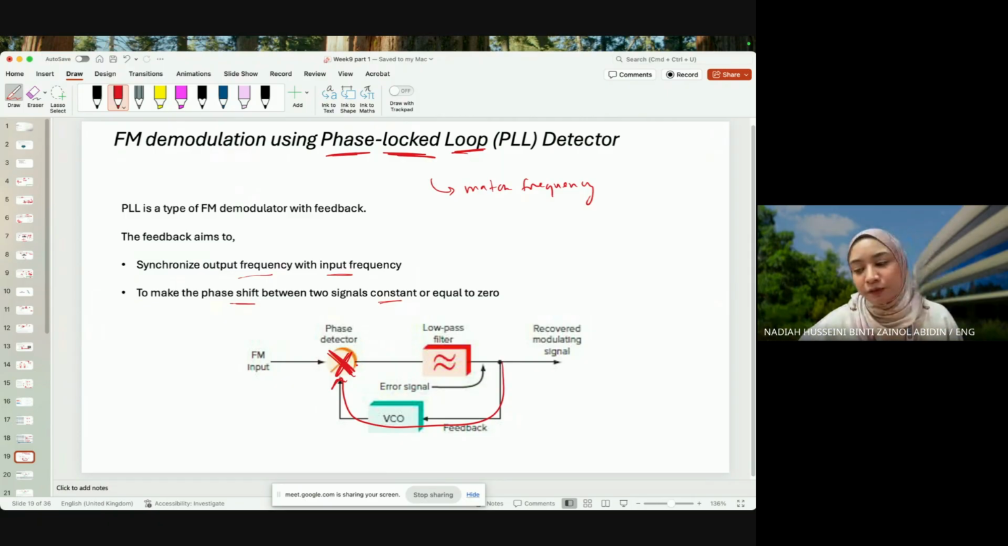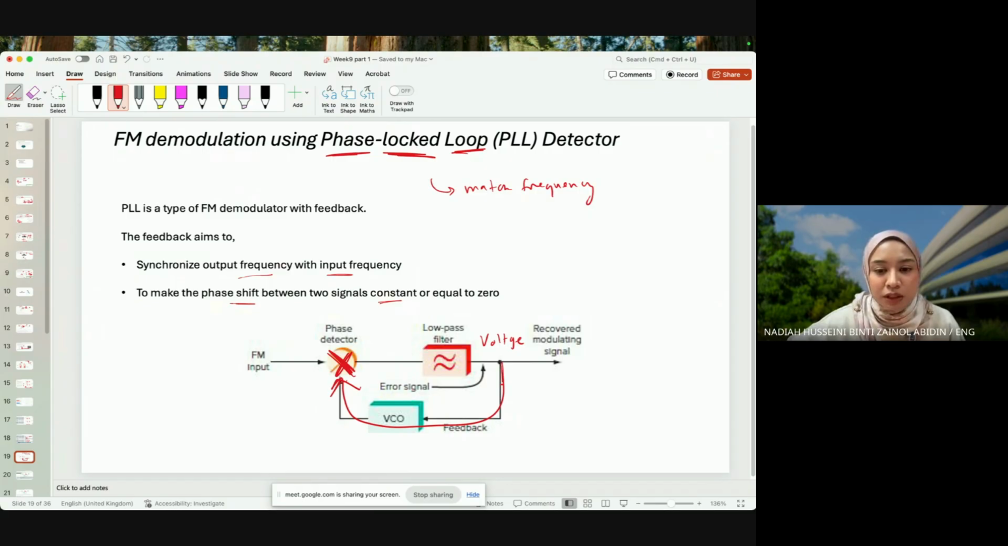Remember, for a modulator or detector, we need two inputs. This is our FM input, and we have to have a feedback. Whatever the output here is, it is passed through the low pass filter, and you will get a voltage signal. The voltage is going to control the VCO. Remember that we compared FM wave A and FM wave B, and from there we detected low, medium, high voltage.